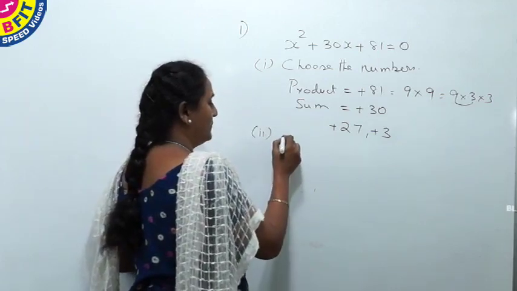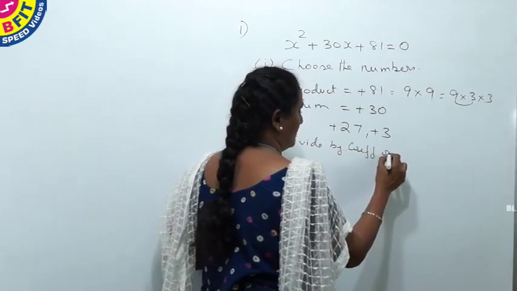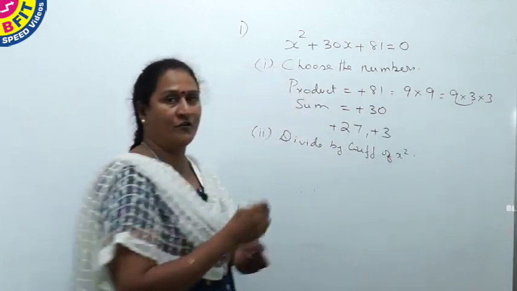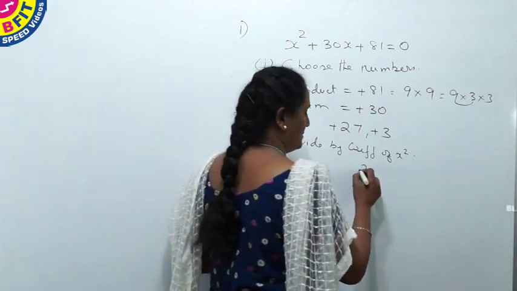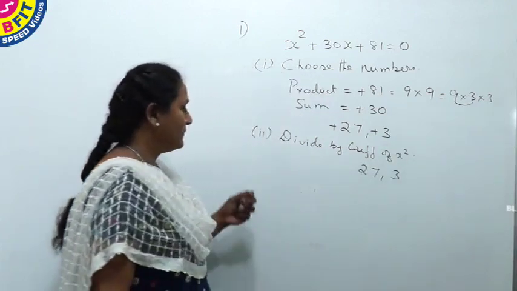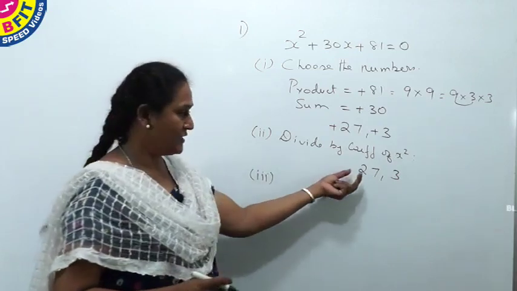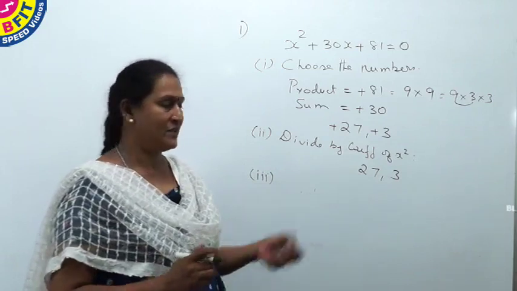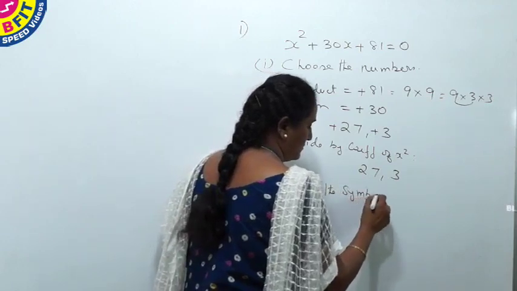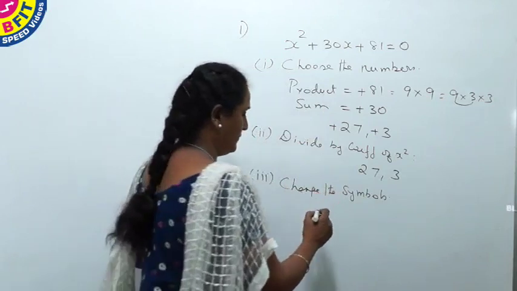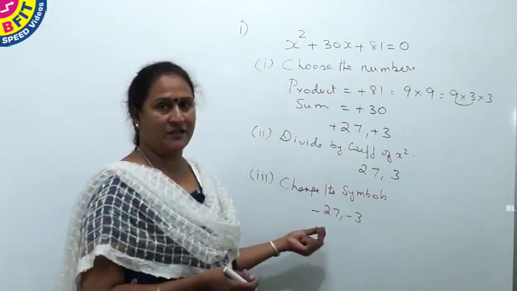So the second step, divide by the coefficient of x square. As the x square coefficient is 1, we have the same numbers in the second step also. That is 27 and 3. The third step, change the symbol of these numbers. If you forget to change the symbol, you will arrive at the wrong option. So don't forget to change the symbol. It is minus 27 and minus 3. So the value of x we have got is minus 27 and minus 3.